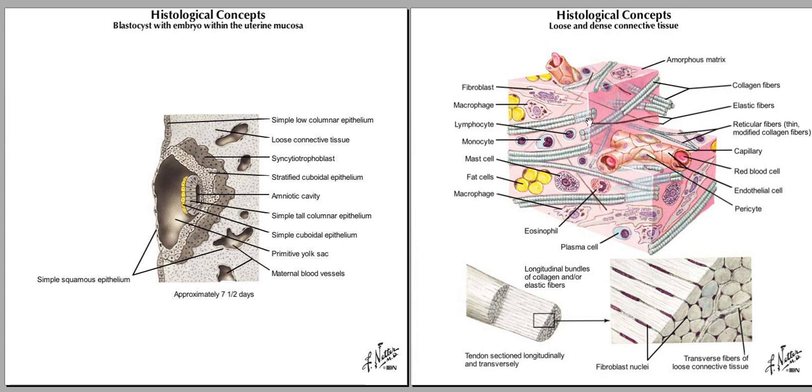So other than this, the loose and dense connective tissue. You can see the fibroblasts over here, the macrophages, the lymphocytes, the monocytes, mast cells, and the fat cells, adipose tissue, macrophages, eosinophils, plasma cells, the red blood cells, endothelium, the pericytes, the reticular fibers, modified collagen fibers too, and also the collagen fibers like this, amorphous matrix, as you can see over here. These are longitudinal bundles of the collagen fibers.